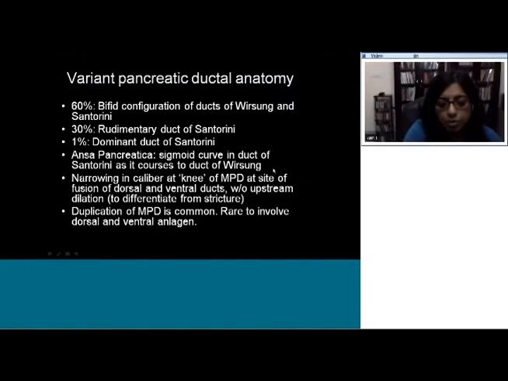There can be an appearance of narrowing in caliber at the knee of the main pancreatic duct, at the site of fusion of both the dorsal and ventral ducts. And to differentiate from a stricture, there is no upstream dilatation of the main pancreatic duct. One can also have duplication of the main pancreatic duct, but usually that just involves the duct in the body and rarely involves the dorsal or the ventral portions of the duct.